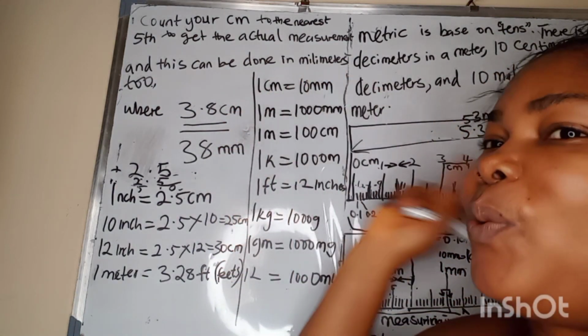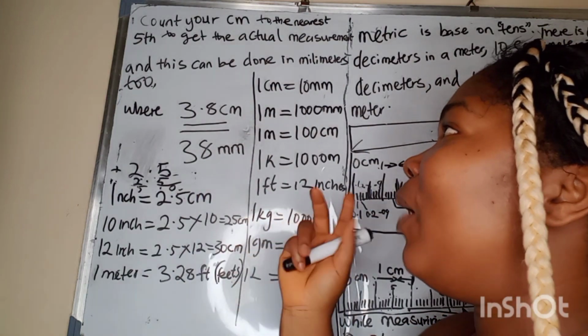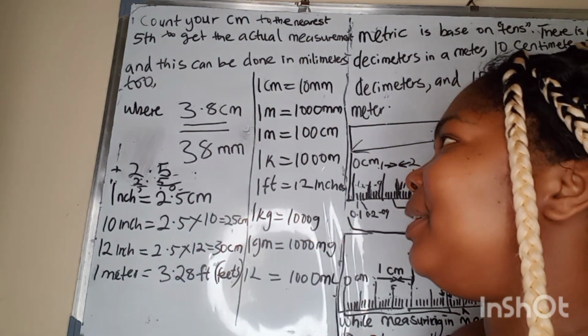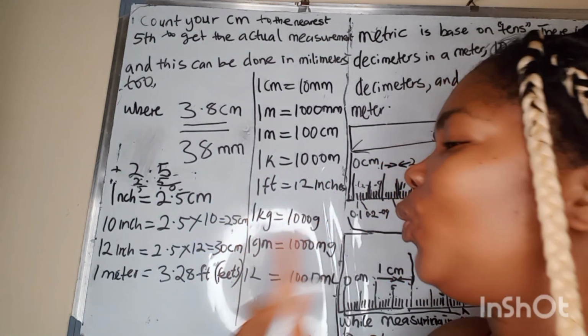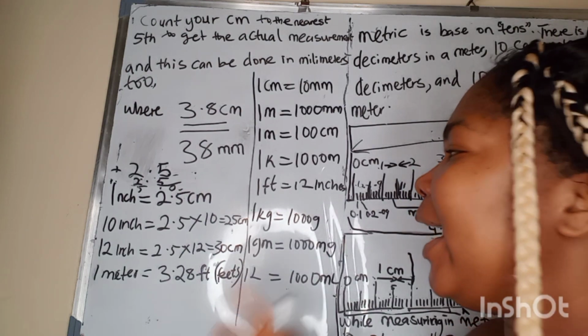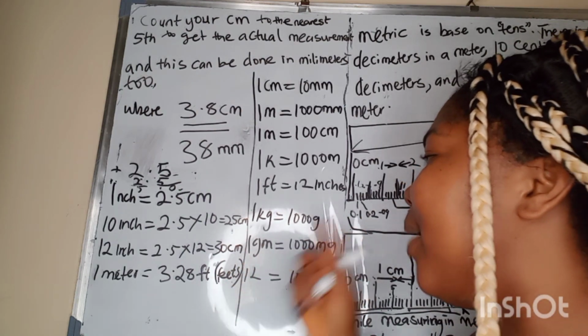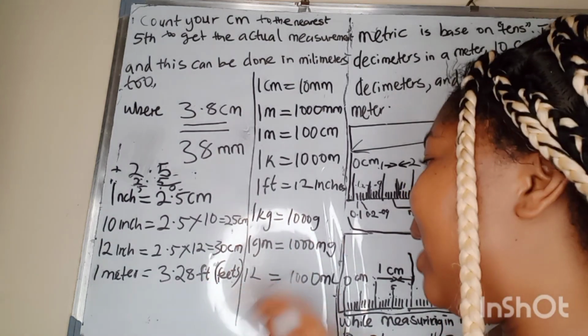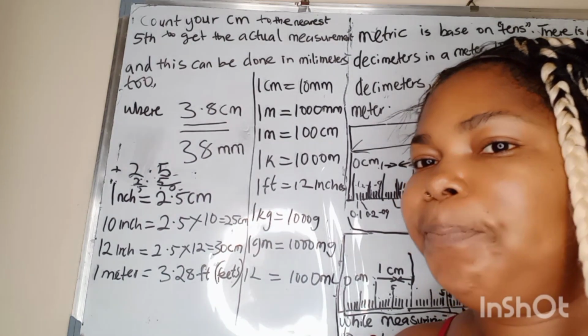But always remember this rhyme: 1 centimeter equals 10 millimeters, 1 meter equals 100 centimeters, 1 kilometer equals 1000 meters, 1 foot equals 12 inches, 1 kg equals 1000 grams, 1 gram equals 1000 milligrams, and 1 liter equals 1000 milliliters.